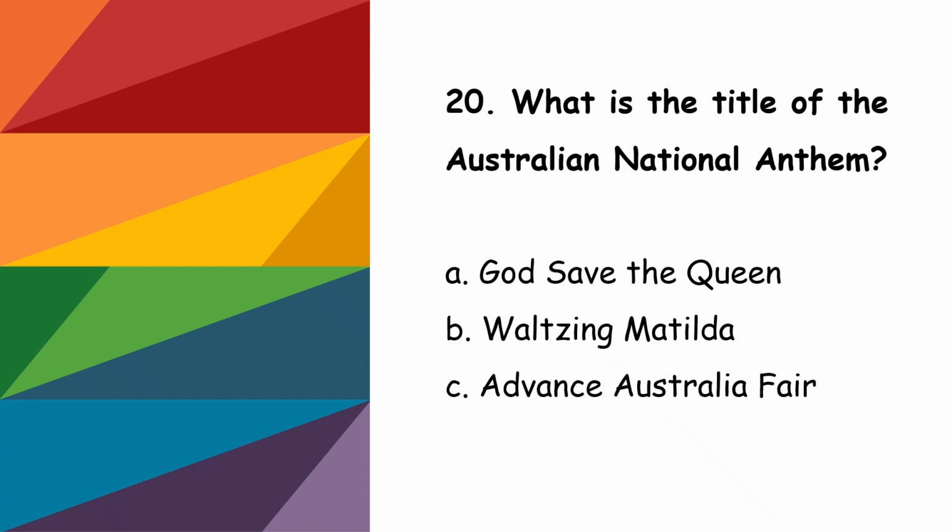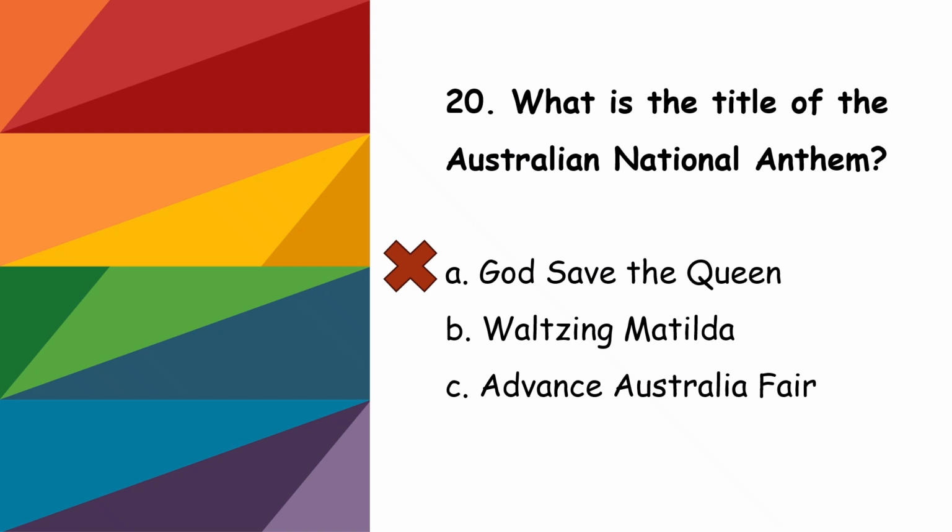Question 20. What is the title of the Australian national anthem? A. God Save the Queen. B. Waltzing Matilda. C. Advance Australia Fair.